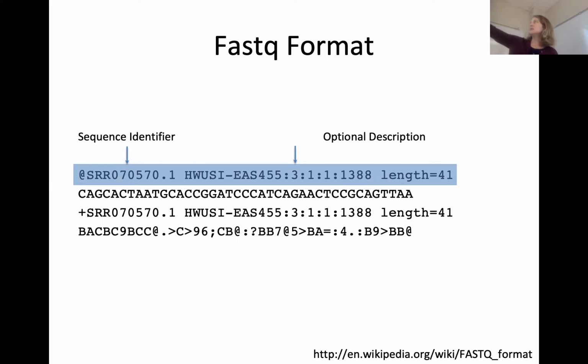You have an @ symbol. You then have a sequence identifier. Again, this should be something unique to the file. It's usually a set of random alphanumeric characters. After that, you get another optional description. In the case of Illumina sequencing, this will tell you what Illumina instrument in the world this sequence came off of. Most of the time, we don't end up using that, but there is sometimes important information embedded in there, although it's not required by the format.